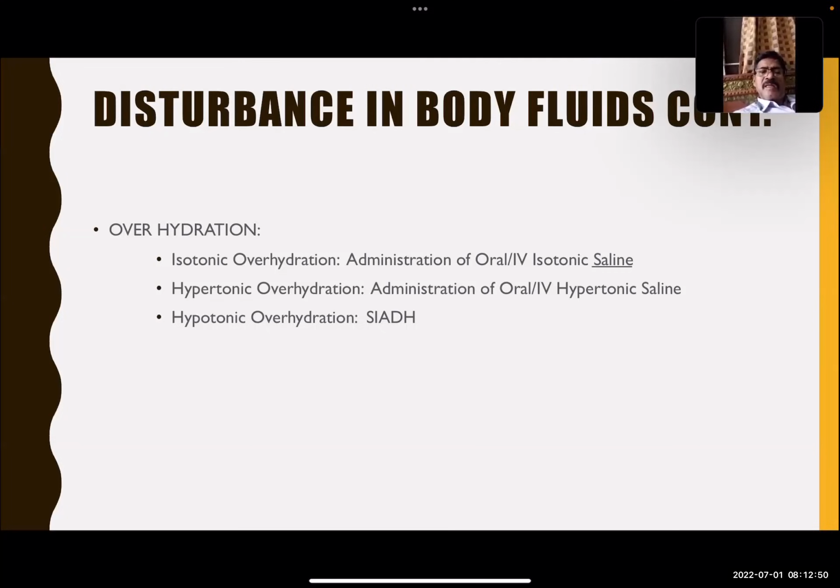And hypotonic overhydration is seen in case of syndrome of inappropriate antidiuretic hormone secretion, in which excess amount of aldosterone is secreted from our body, which causes sodium retention. Ultimately, from the atrial natriuretic peptide, sodium loss occurs, but water gets retained in our body, so it causes hypotonic overhydration.